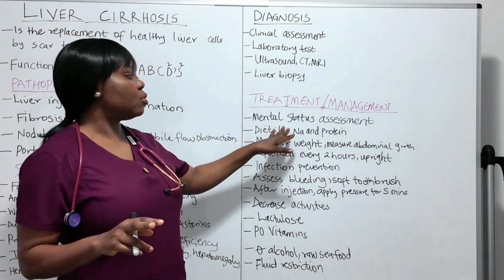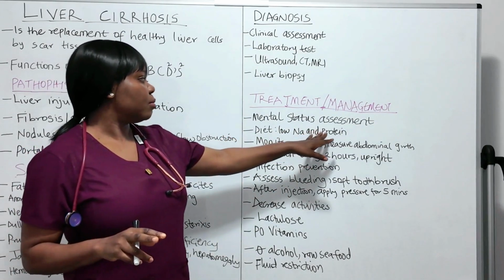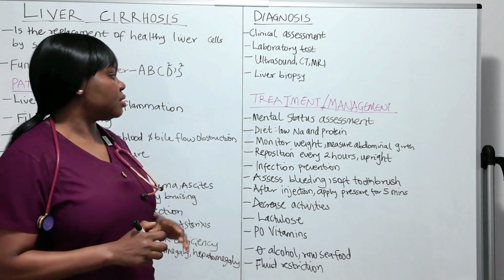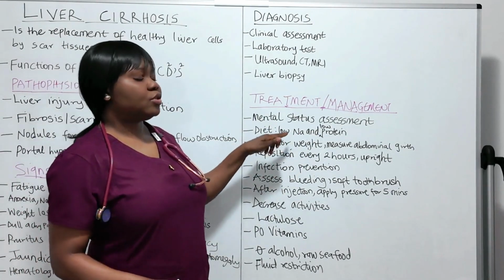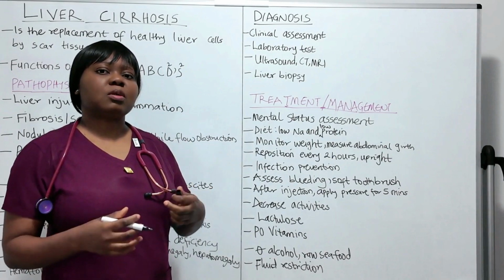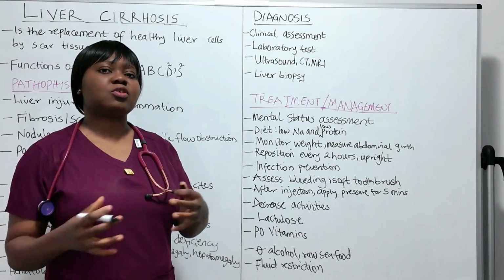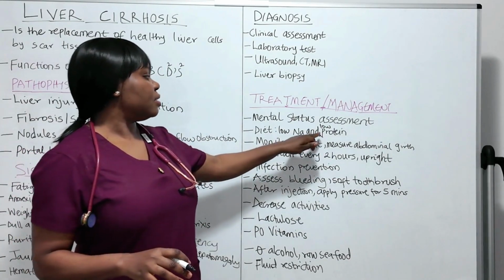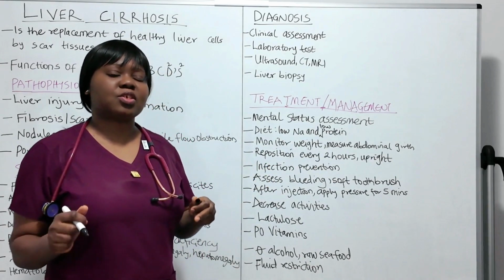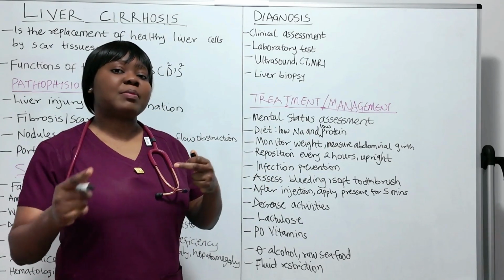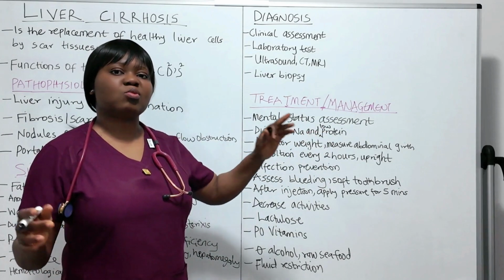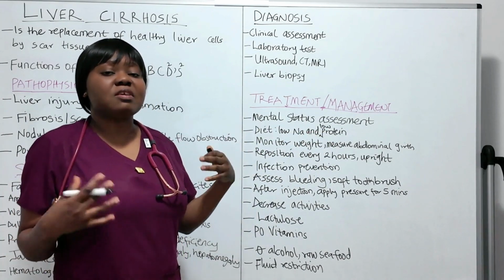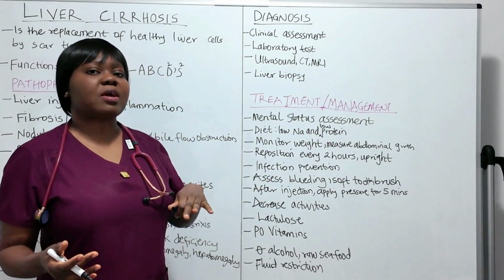Diet, so they should be on low sodium and low protein. The reason why they should be on low sodium is because sodium can lead to further accumulation of fluid, which is edema. And the low protein is necessary because the byproduct of protein is ammonia. So if you give them more protein, you are going to cause more problems with ammonia because the liver is not functioning well to detoxify it.